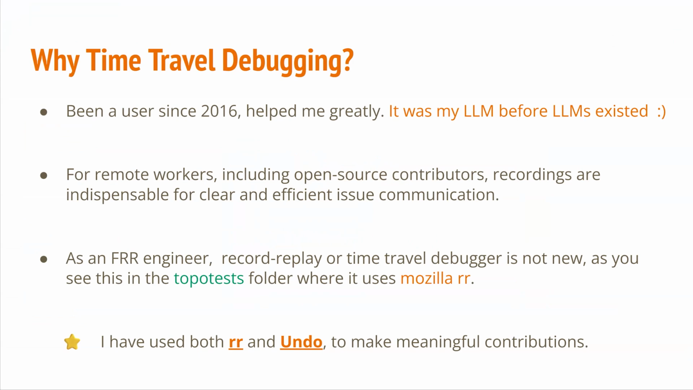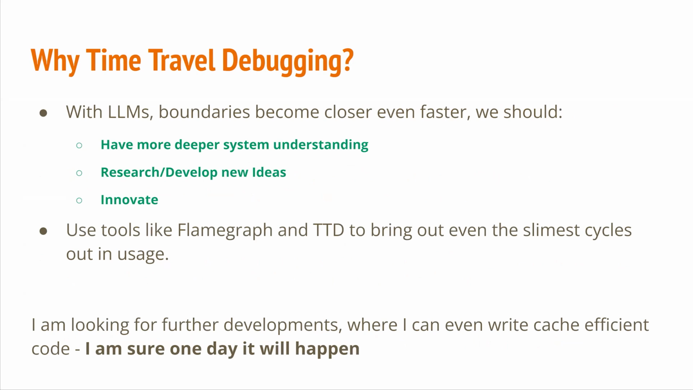I know I have used time travel debugging for such a long time that it was my LLM before LLM existed, right? I have also been a great proponent of telling teams that it has become a norm to cross-communicate with team members, even if remote. It's a far better way to share the problem than writing multiple lines of text and not being able to describe the problem properly. Now, given that this is happening, you will become more and more reliant on these tools to be a better developer by understanding the system better, and you will be able to innovate much faster than you now think, right?